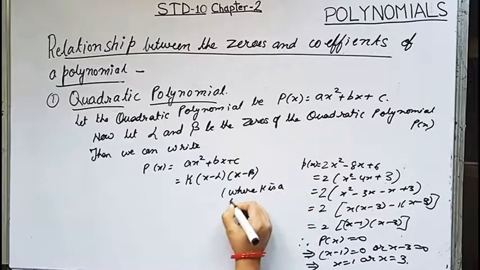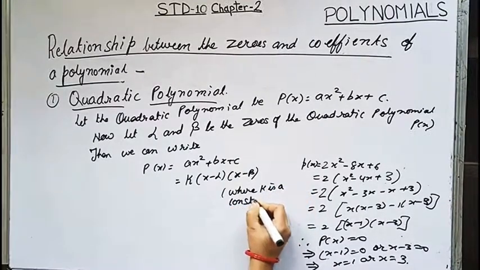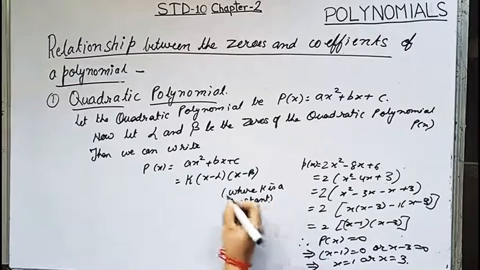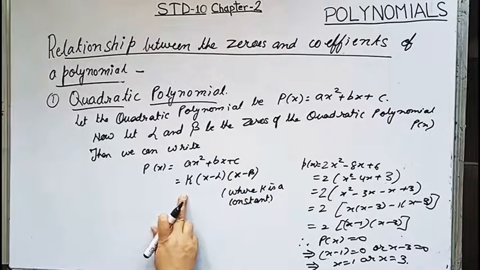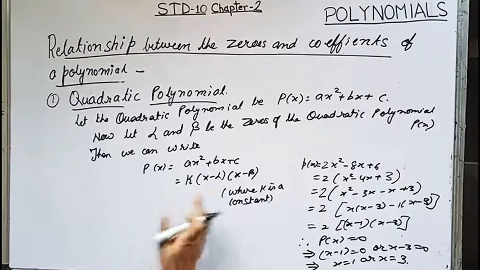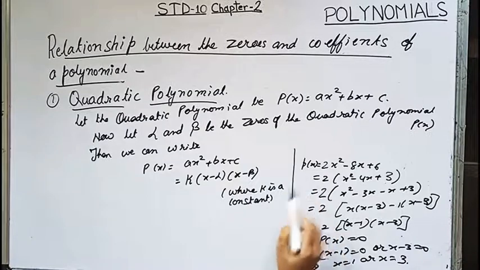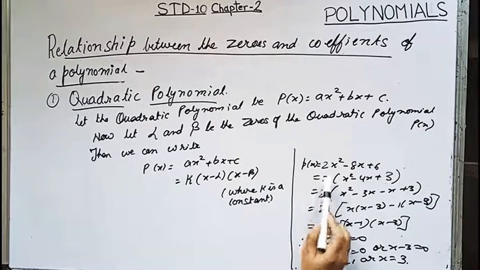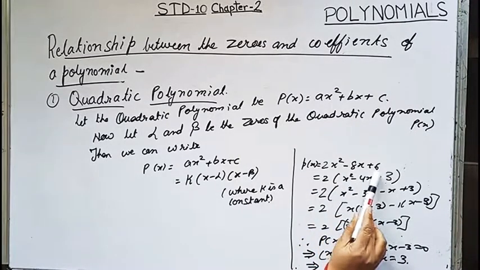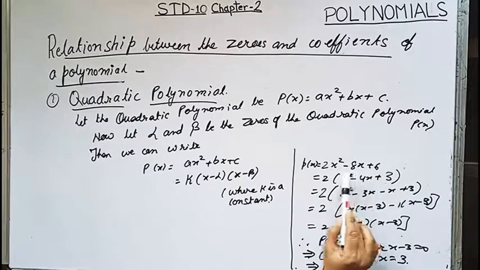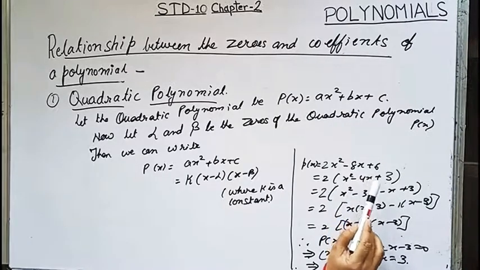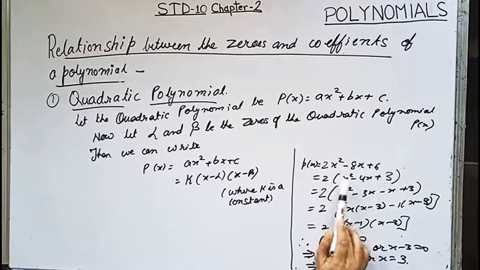k is a constant. Now students, there must be a question: why write k? This value of k can be any real number that is common to the given quadratic expression. Let us take an example. Suppose a quadratic polynomial p(x) is 2x square minus 8x plus 6. To factorize a quadratic expression, the first step is to take out the common terms. Here the common term is 2.